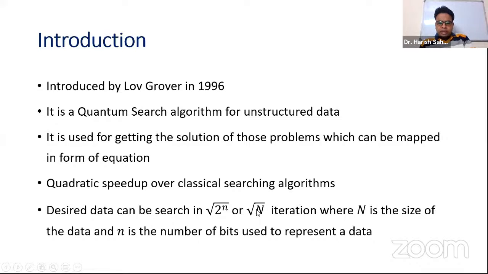So the idea is that capital N is basically 2 to the power small n. We will keep this in mind: whenever I say capital N, that is equal to 2 to the power n, and small n is the number of bits used to represent the data field. This algorithm works on a quantum computer, and if the data is inside the computer, then we can search in order of square root N time. How it works, we will see in the next slides.